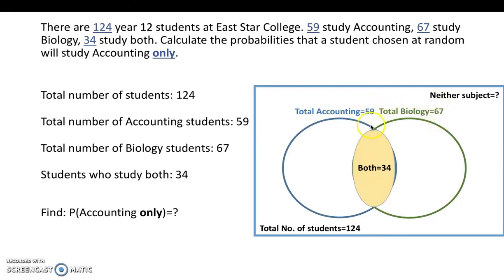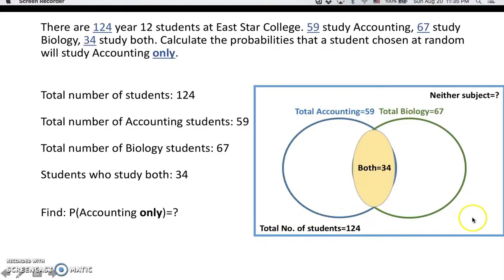The area outside these two circles can be considered as the number of students who study neither subject. At the lower left-hand corner, I wrote down the total number of students in this sample, which is equal to 124. We have made a Venn diagram here, which represents the relationship between the number of students who study accounting and the number of students who study biology.